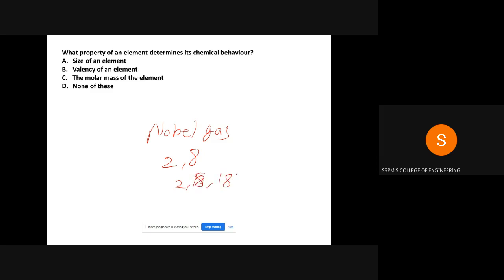So a stable octet configuration is there, so they are unable to react with any other molecule. If one or two valence electrons are there, then they are reactive. So chemically these are inert gases. Why inert? Because they do not react with any other molecule because of their complete octet state.